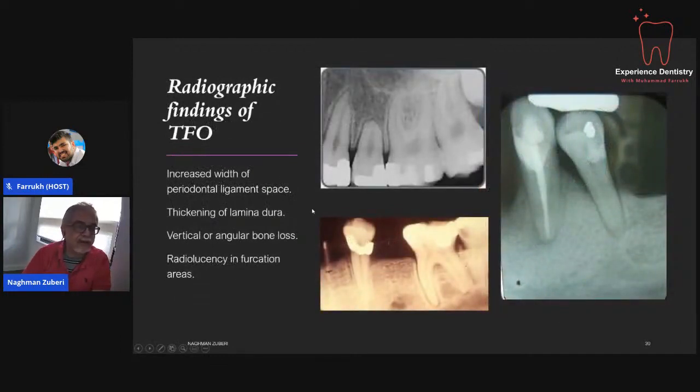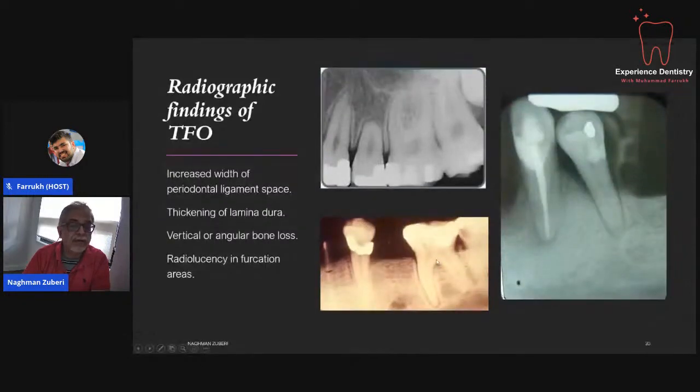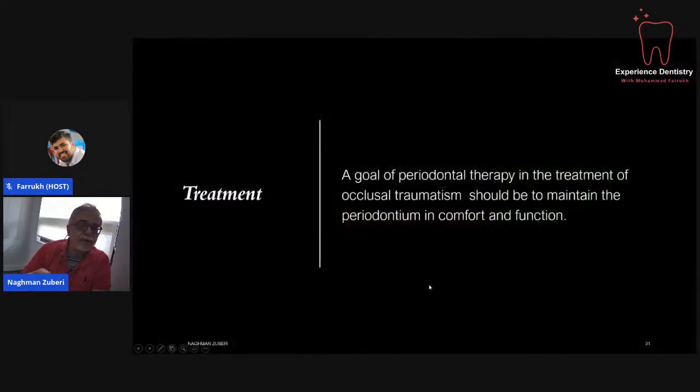Radiographically, the first sign will be widening of the periodontal ligament. The second sign will be thickening of the lamina dura. And later, even in the absence of periodontitis, if the trauma continues, there will be angular or vertical bone loss, and also radiolucency in the furcation area.